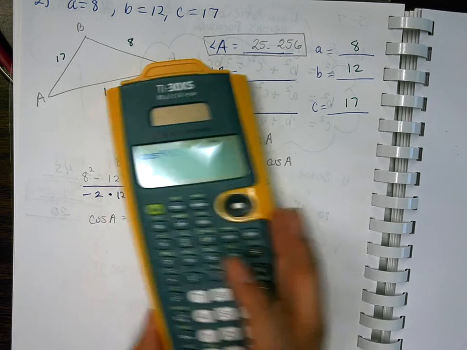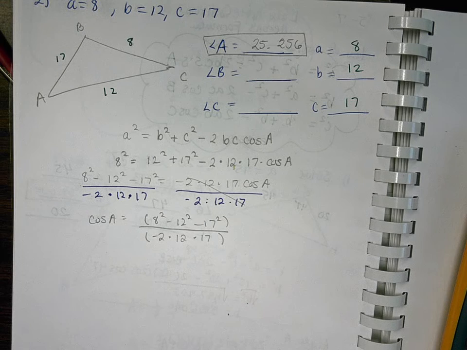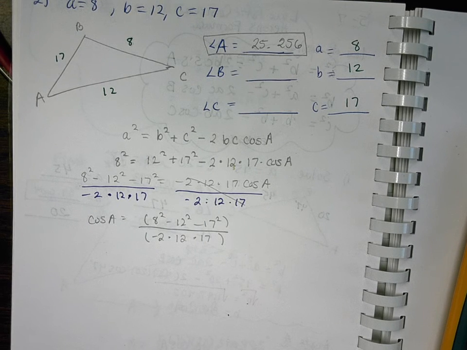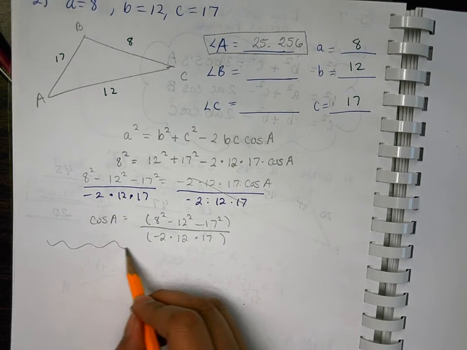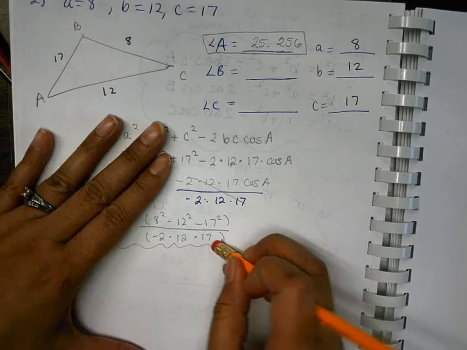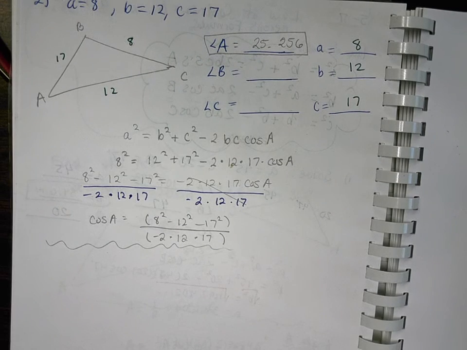Can you still bring it up and show me how you plugged it in? All right. If you've got it, I'm going to have you go ahead and find angle B, same way. Close parentheses. What negative did you use? The bottom? Yeah. Okay. -2 times 12 times 17.